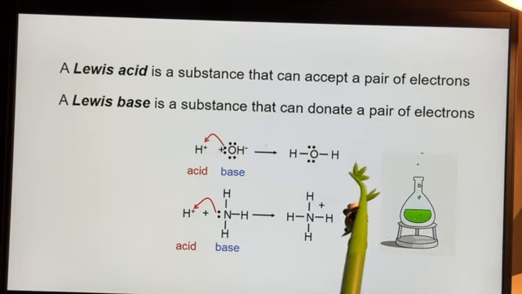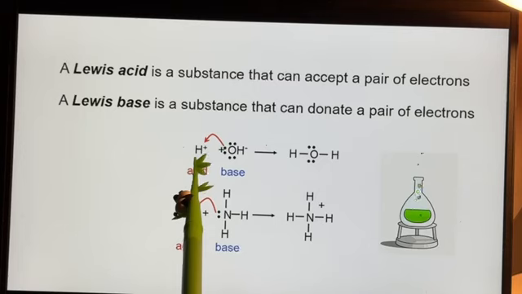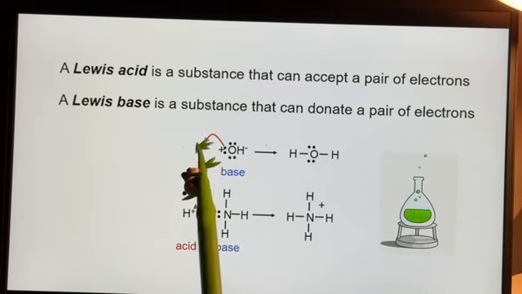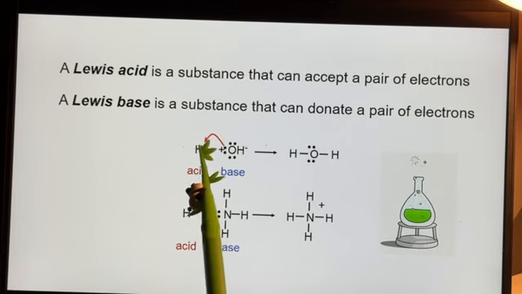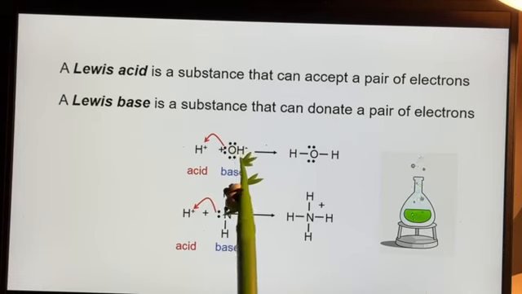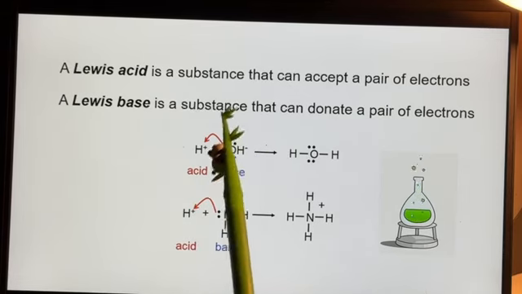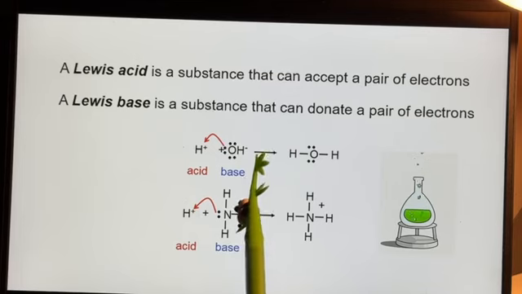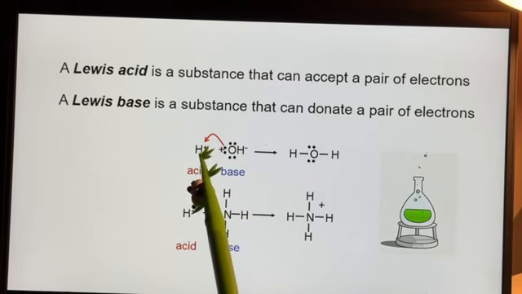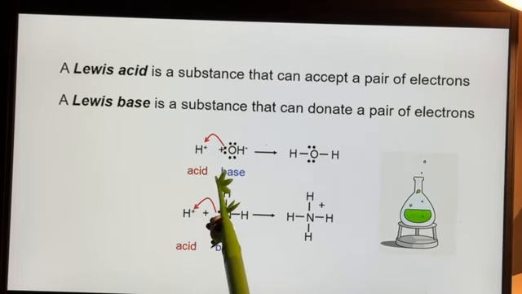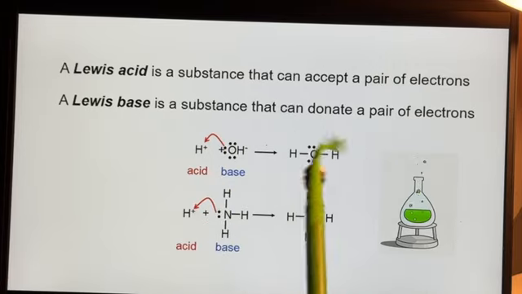For example, 1. Look at hydrogen ion. It is deficient in electrons. So, the H plus ion accepts a lone pair of electrons from OH minus ion. So, in this particular example, the OH minus ion is acting as a base and H plus ion is acting as a Lewis acid to form the water molecule.